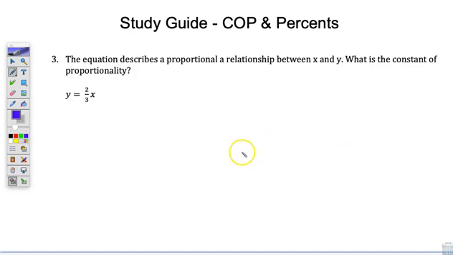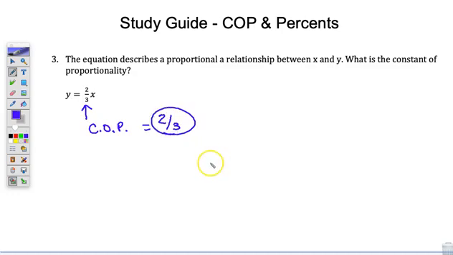In question 3, the equation describes a proportional relationship between x and y. What is the constant of proportionality? With this problem, you merely need to look for the number that's to the left of the x value. This represents the constant of proportionality, so that is 2/3.